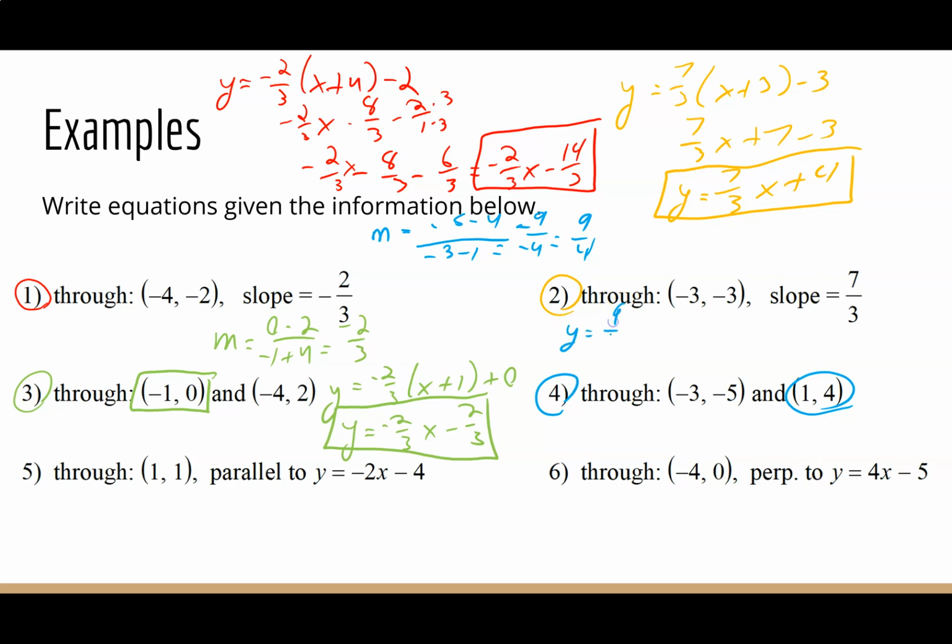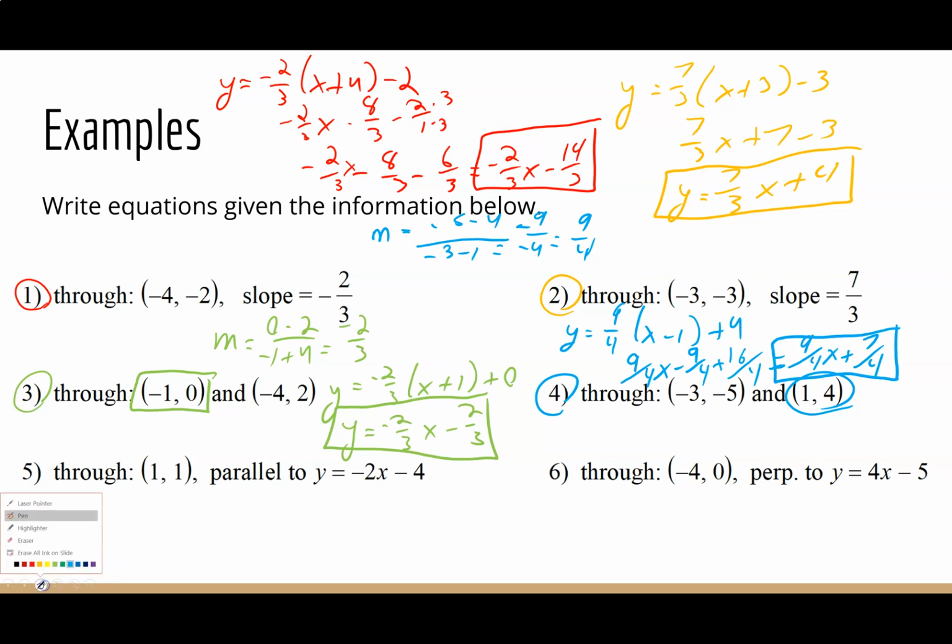Y equals slope 9/4 x minus 1 plus 4. So 9/4 x minus 9/4. And skipping a step, doing common denominator is going to be plus 16/4. So that is going to be 9/4 x plus 7/4 as my answer. Should be an equal sign, not a negative.